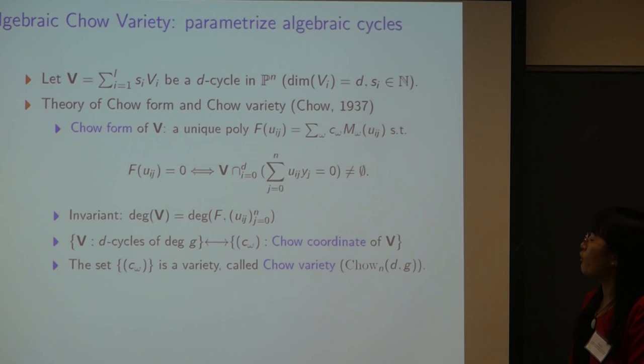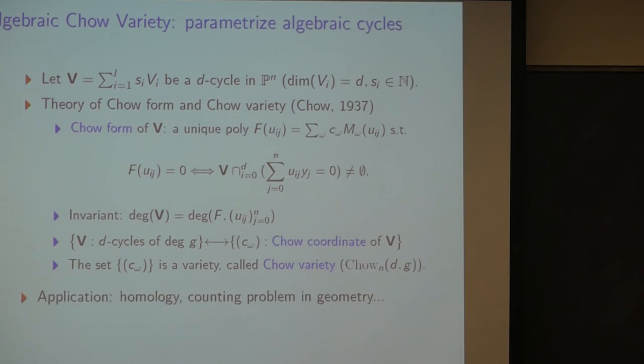The Chow form and Chow variety are basic concepts in algebraic geometry and also have fruitful applications in algebraic geometry itself and also other fields of mathematics, like the counting problems of geometry.